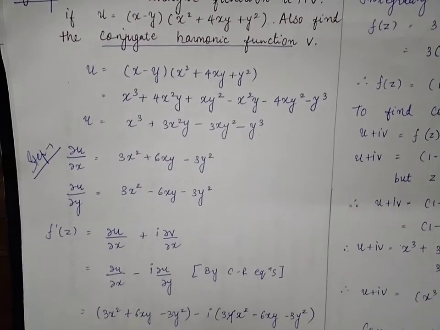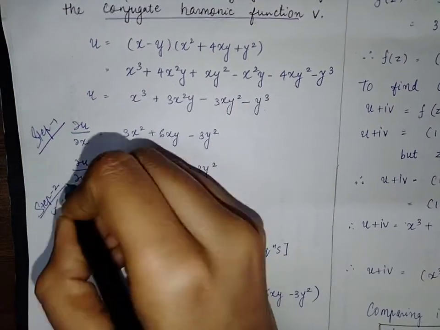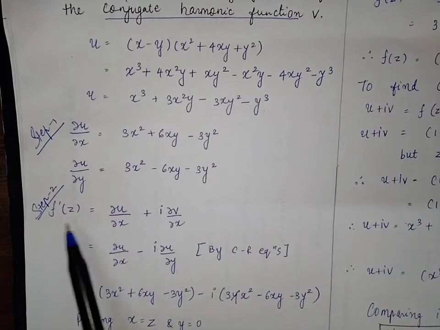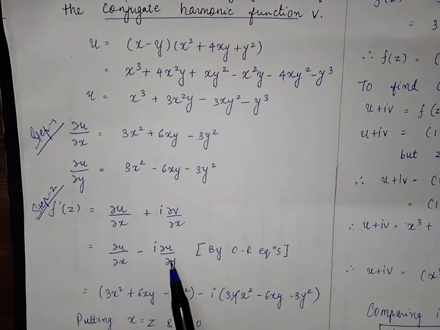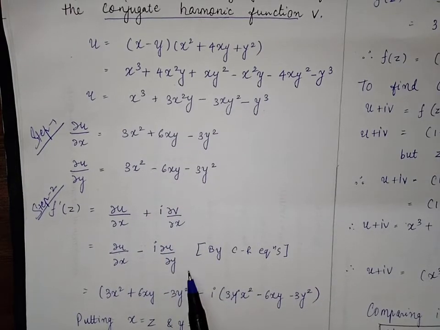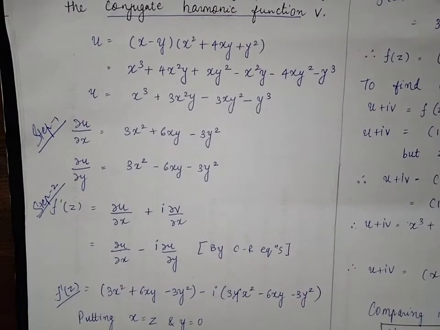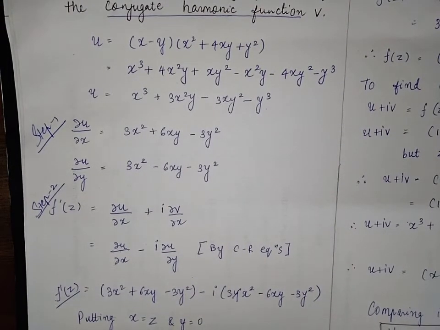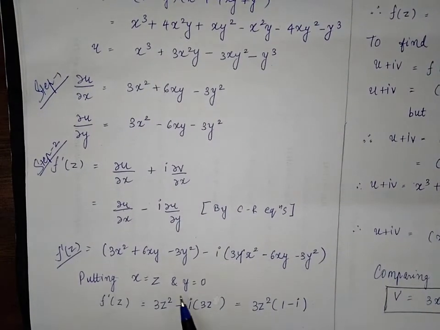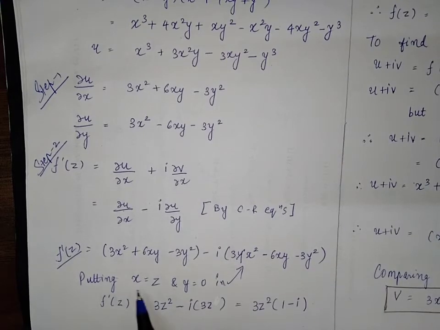Okay, and after finding del u by del x and del u by del y you have to use step 2, that is you have to put the values in f dash of z equals del u by del x minus i del u by del y. These two values have to be put in this equation, then you will get f dash of z. Okay, and step number 3 is you have to put x equal to z and y equal to 0 in f dash of z. So in this we will put x equal to z and y equal to 0 and we will get f dash of z.